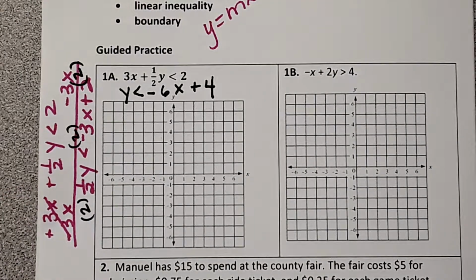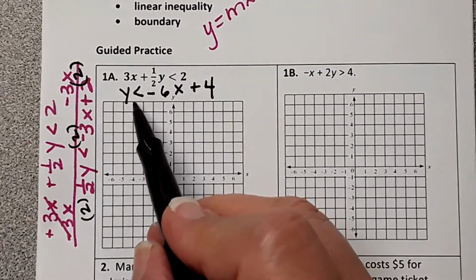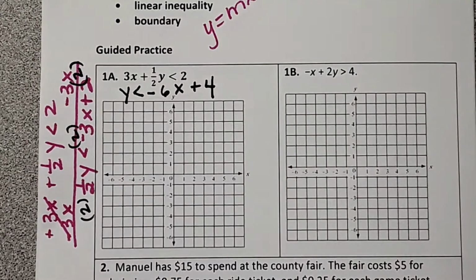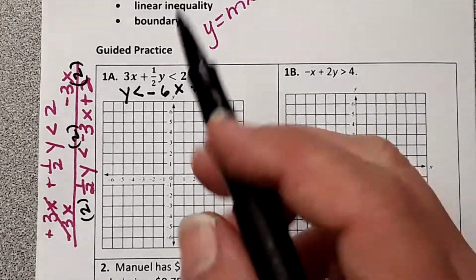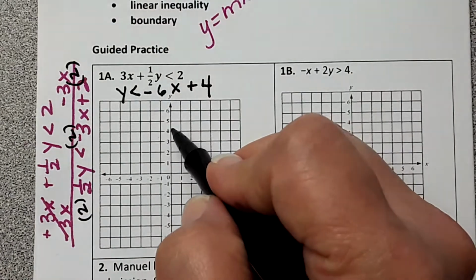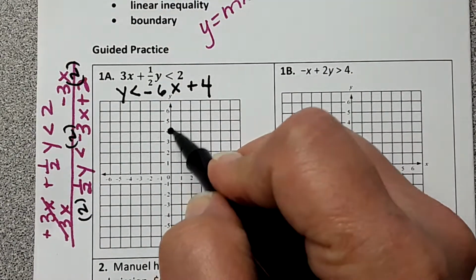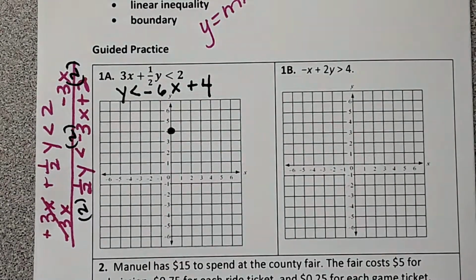So you guys, just like when I ask you, is it an open circle or a closed circle? The same thing goes with whether it is a solid line or a dotted line. Since there's no line underneath here, it's going to be a dotted line. So we're going to start at 0, 4. So I'm going to put my point on 0, 4 because that's my y-intercept.